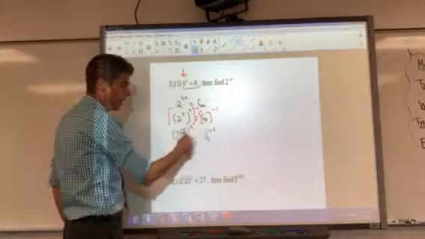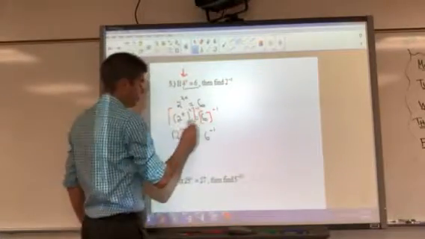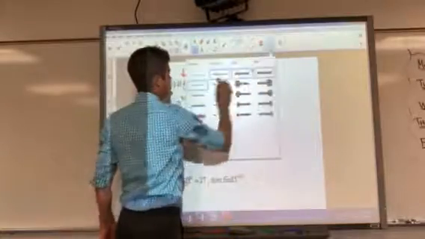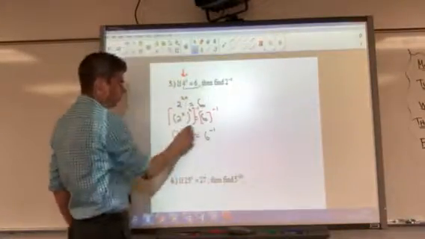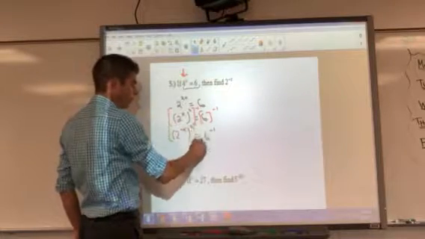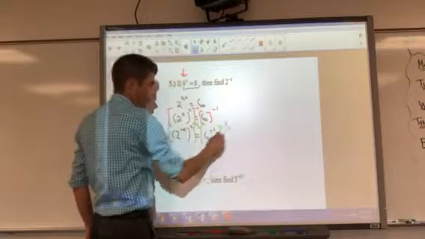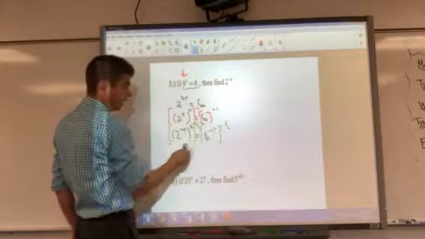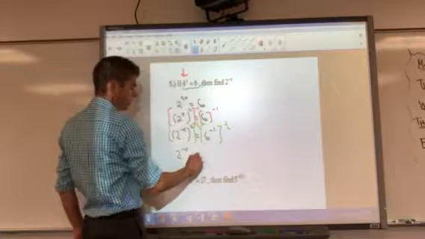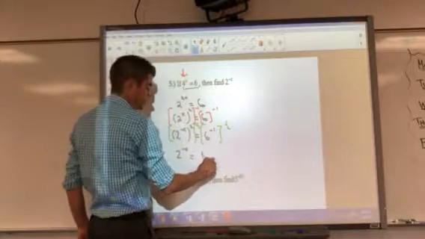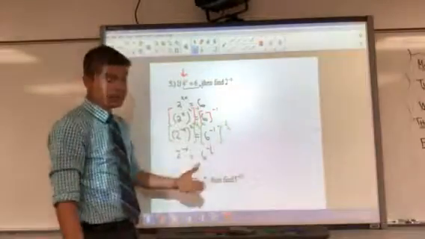I'm going to do the 1/2 power. If I introduce the 1/2 power, that 1/2 power times 2 would cancel. So that would give me 2 to the negative x is equal to 6 to the negative 1/2 power, because 1/2 times negative 1 is negative half.